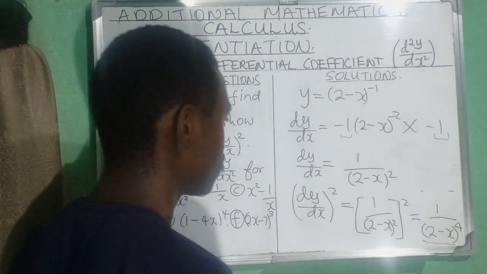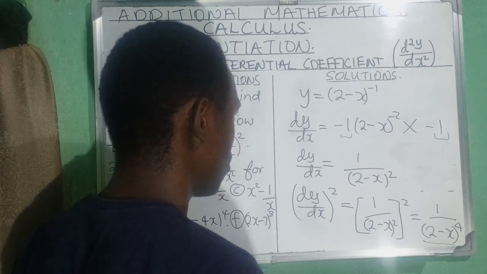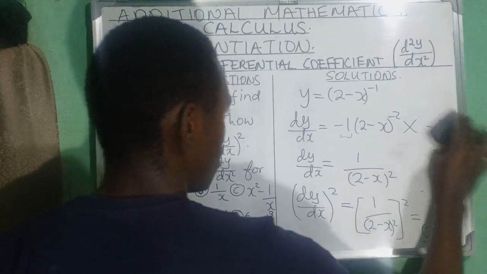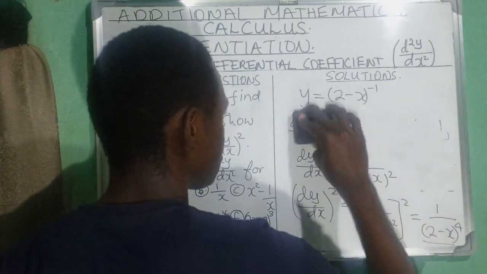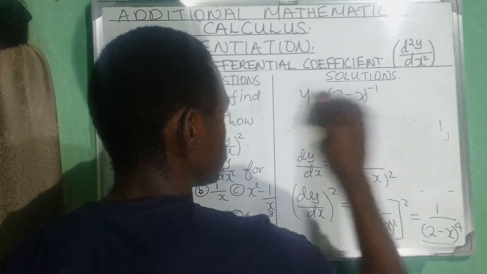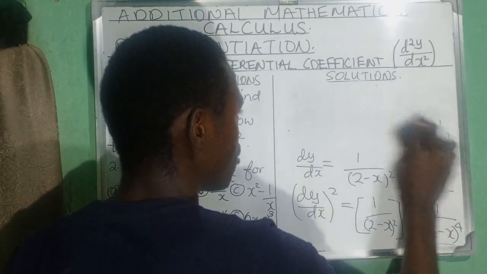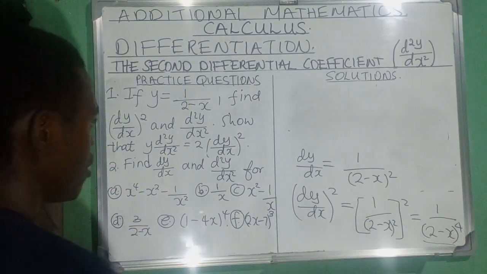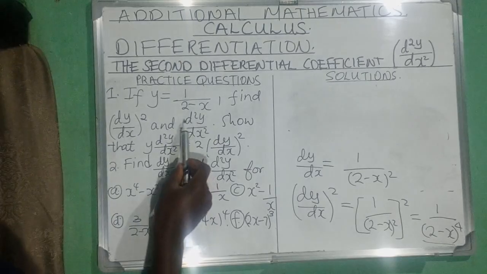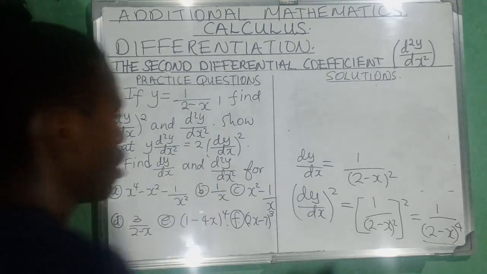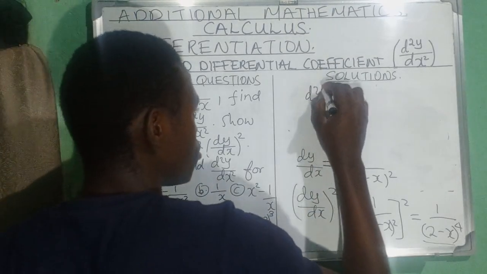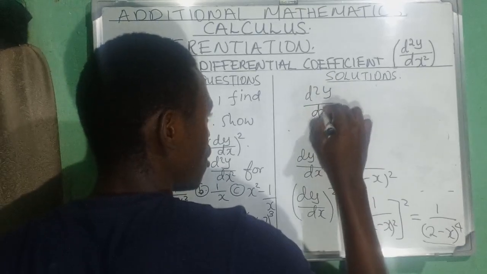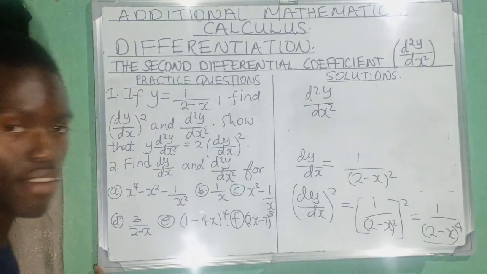Okay, so after finding that, we are almost done. We can clean up the top. Now we need to find our second derivative. So this is our first answer there. Then they said find d2y/dx2. Okay, so d2y/dx2, that's how you pronounce it.